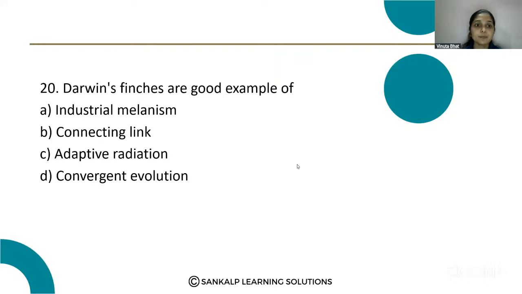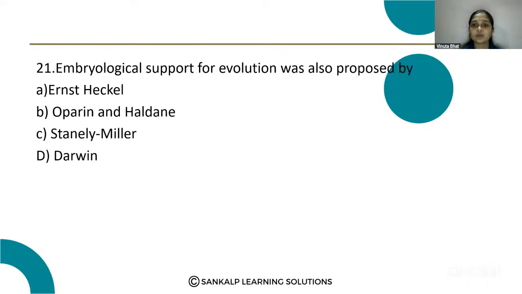Next question. Embryological support for evolution was also proposed by: Ernest Haeckel, Oparin and Haldane, Stanley Miller, Darwin. So here, Darwin proposed the theory of natural selection. Option C, you're telling embryological support was proposed by Stanley Miller? No. Darwin proposed the theory of natural selection.